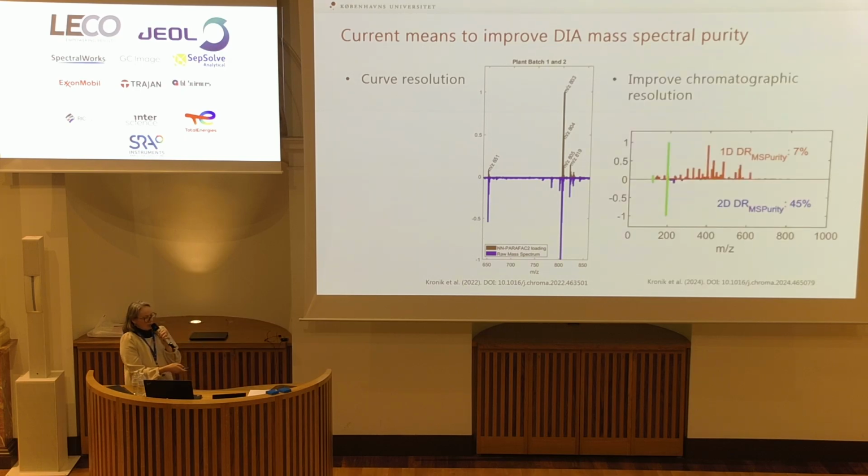You can also add another chromatographic dimension to the separation, and then of course they also look better. So on the top you have a one-dimensional separation, and then the mass spec from a peak, and in the bottom, a two-dimensional separation. So all these things really improve the spectral purity of your compounds.